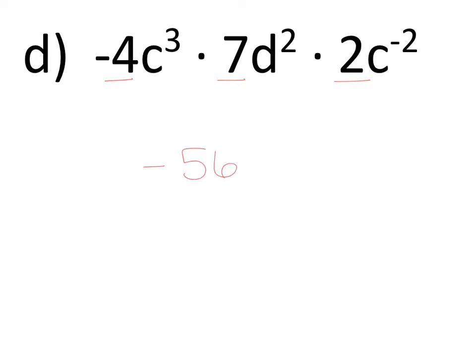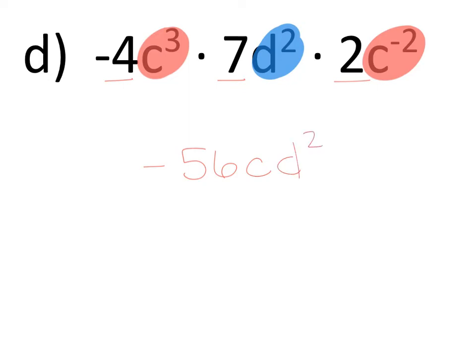Okay, put together the bases that are the same. So I'm putting c to the third and c to the negative 2. So when I add those up, that's going to give me 1c or just c. And then if I'm looking at this guy right here, d squared doesn't have anybody else. So we're going to have d squared as an answer there.